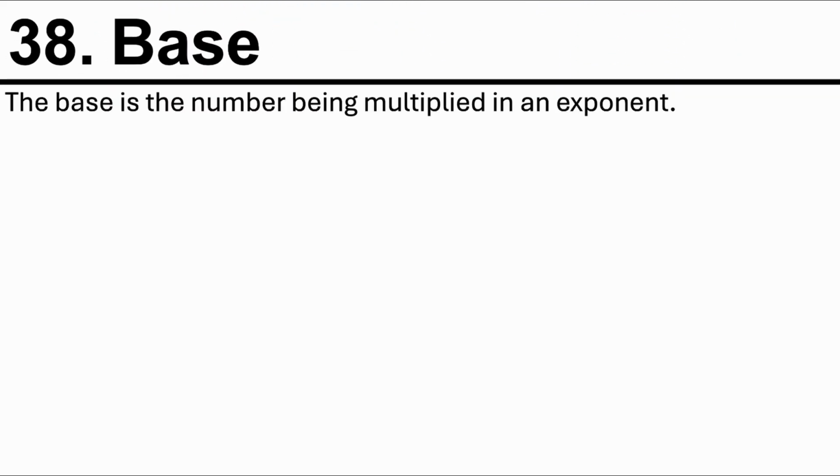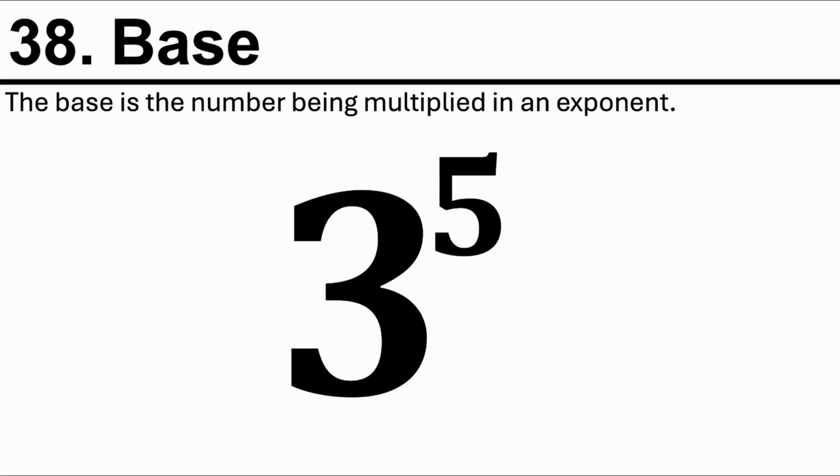The next term we have is base. When we have an exponential term, the base is the number being multiplied in an exponent. So here we have 3 to the power of 5. The big number on the bottom is the 3. It's the number that's going to be multiplied.